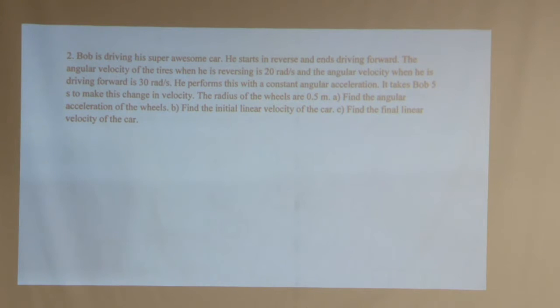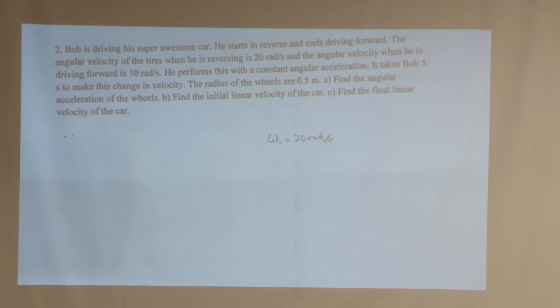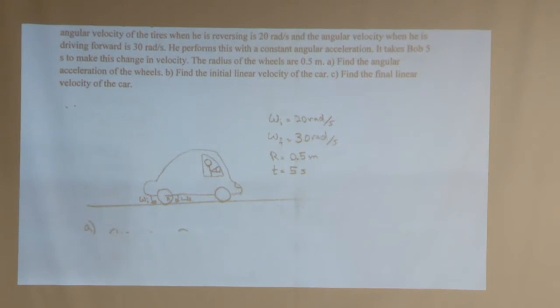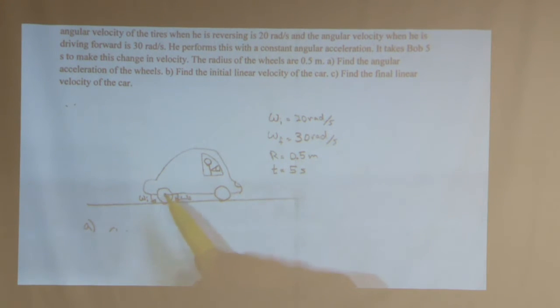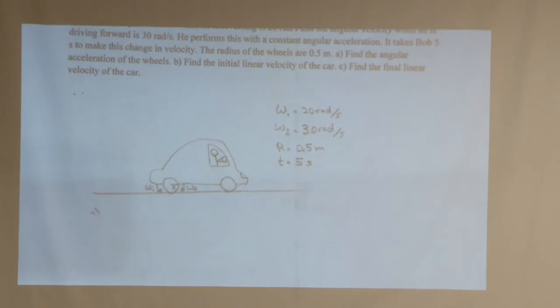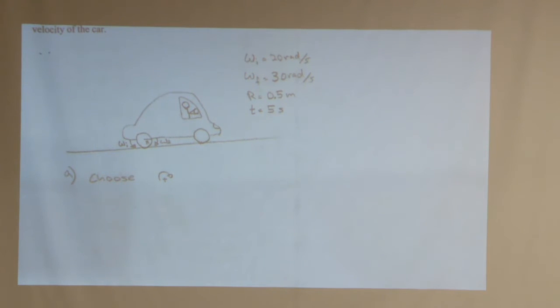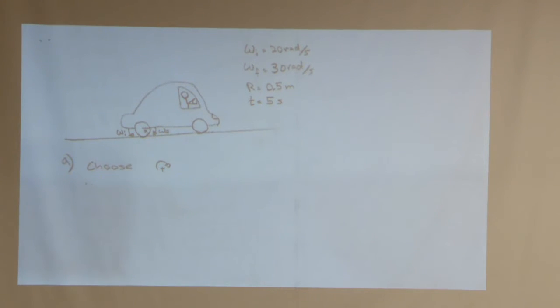All right, so again, this is rotational kinematics, so we're going to use our kinematics formulas. This is what the problem looks like. So we have the car, and initially it's in reverse, so the wheels are rotating counterclockwise. And then when we end, we're going to be driving forward, so our angular velocity is going to be clockwise. All right, we're given all our values. So the first part is asking for the angular acceleration. So first things first, let's choose a positive direction. So I'm choosing clockwise as the positive direction, but you can choose either way. It won't make a difference.